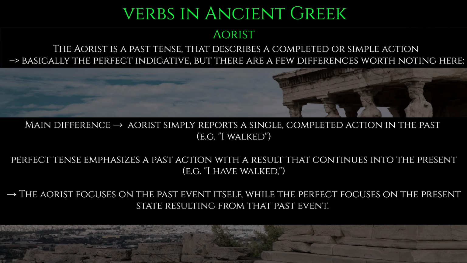For example, I walked, while the perfect tense emphasizes a past action with a result that continues into the present. For example, I have walked, implying I'm still in a state of having walked. The aorist focuses on the past event itself, while the perfect focuses on the present state resulting from that past event.